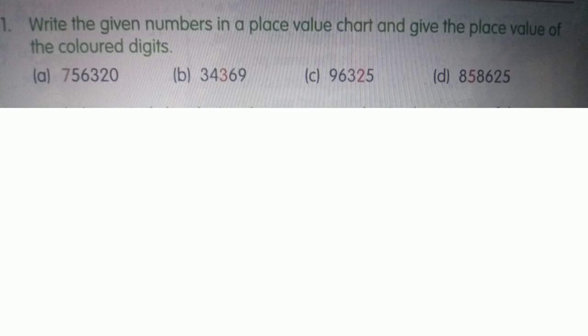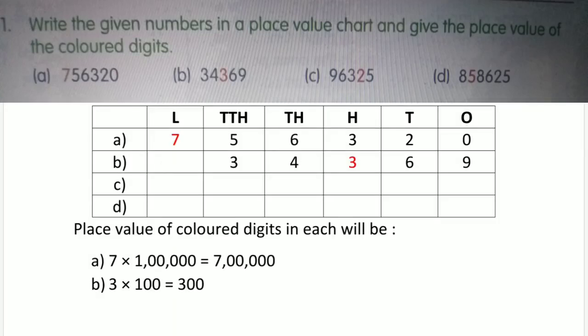So let's start. Now I have made a place value chart for this. I have put the 7 into the lakhs column, 5 into the 10,000, 6 into the 1000 place, 3 into the 100 place, 2 into the tens place and 0 into the ones place. So in this way you can make the place value chart. Now what you have to do, you have to determine the place value. Now since 7 is on the lakhs place, so you just multiply 7 with 1 lakh and we get the place value as 7 lakh.